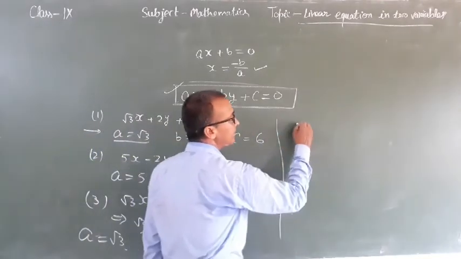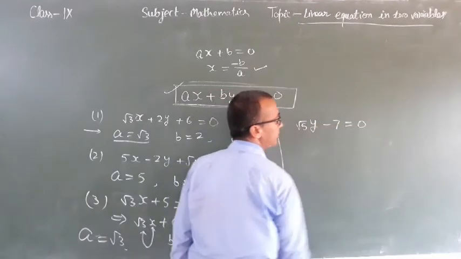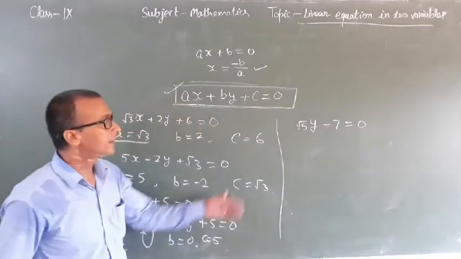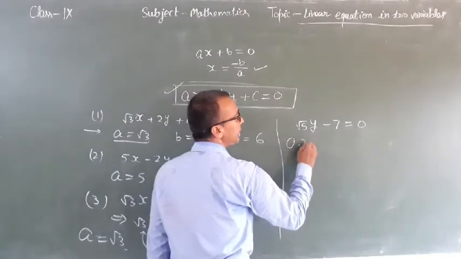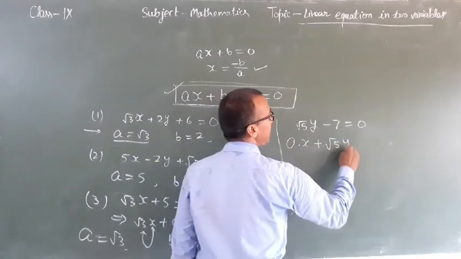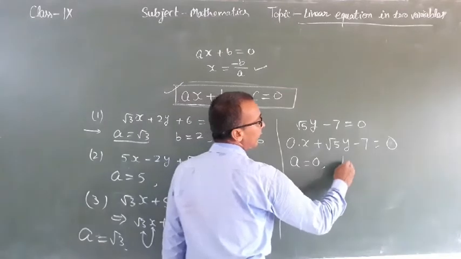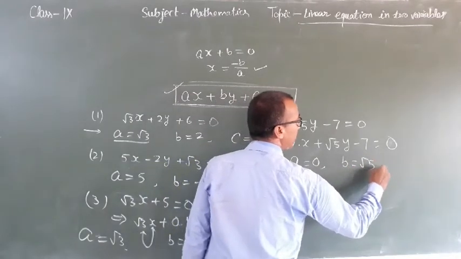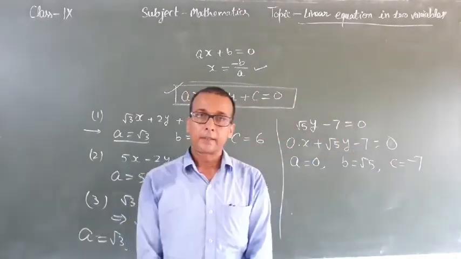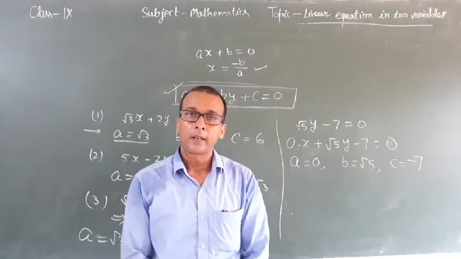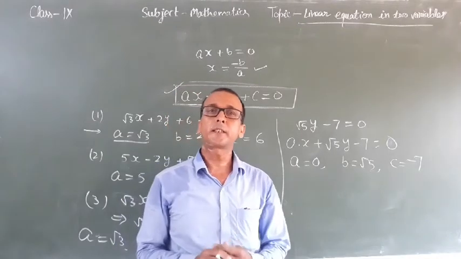Compare this equation: root 5y minus 7 is equal to 0. Here x is absent, there is only one variable, so make it into two variables and you will get 0 into x plus root 5 into y minus 7 is equal to 0. That is, the value of a is equal to 0, the value of b is equal to root 5, and the value of c is equal to minus 7. Take the negative sign. Let us take some statements and see how to represent them as linear equations.